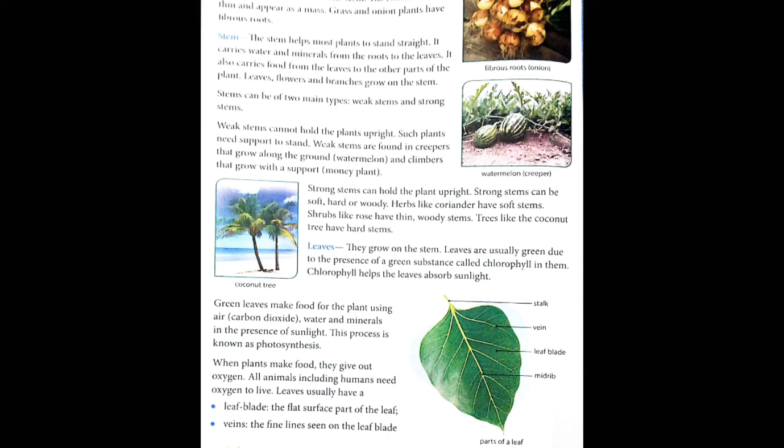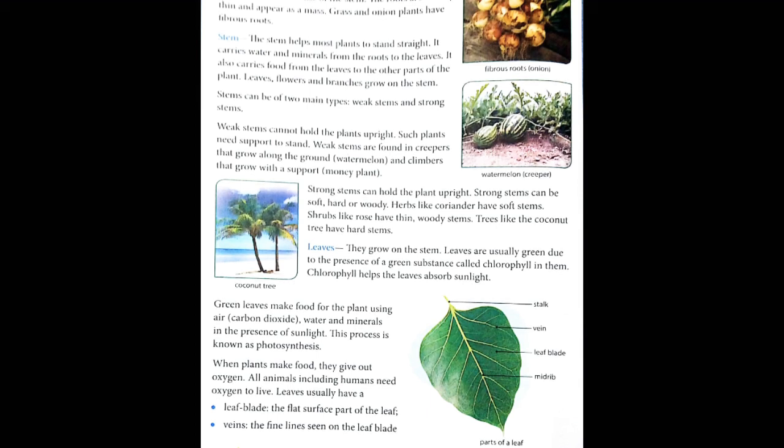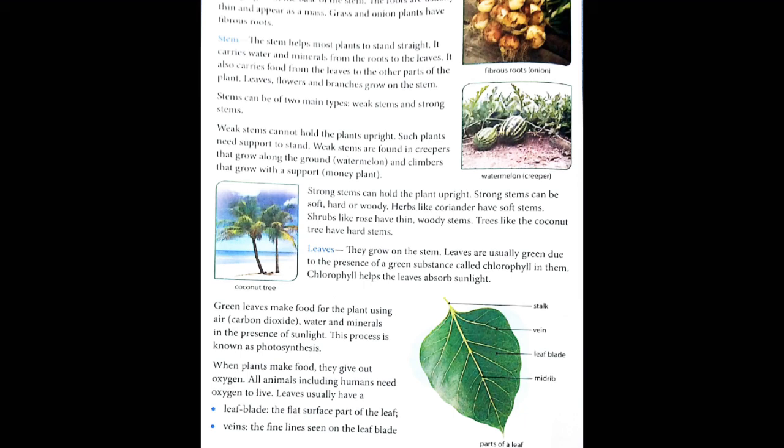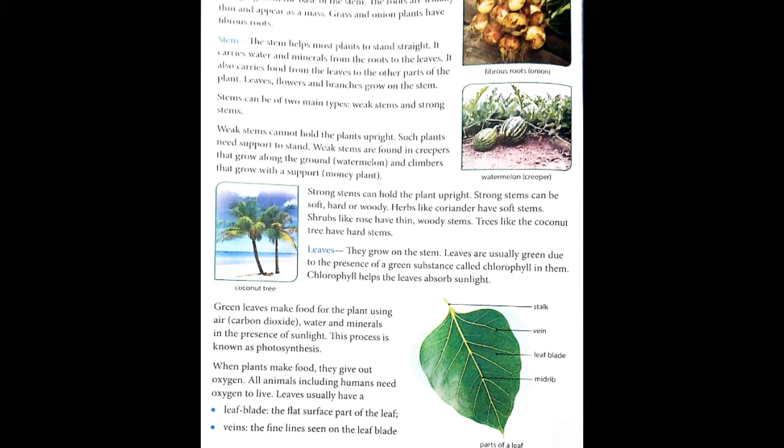So stems, children, are of two main types, that is weak stems and strong stems. Weak stems cannot hold the plants upright. Such plants need support to stand, and weak stems are found in creepers that grow along the ground. For example, watermelon, and climbers that grow with a support. Okay, an example is money plant. Now we will talk about strong stems. So strong stems can hold the plant upright.